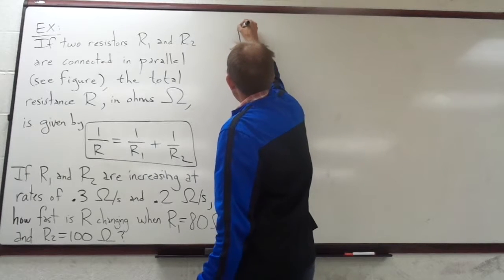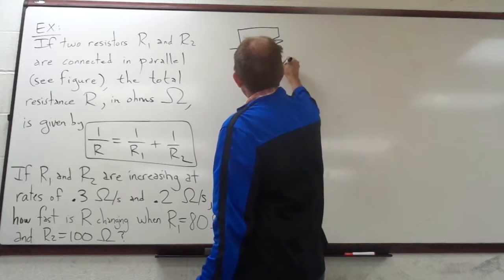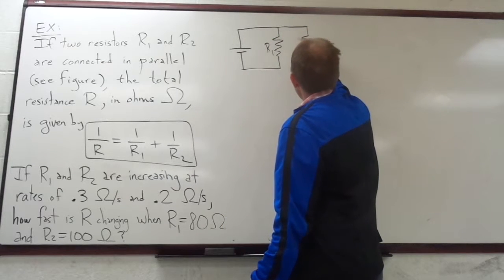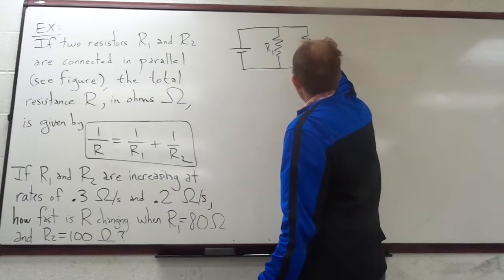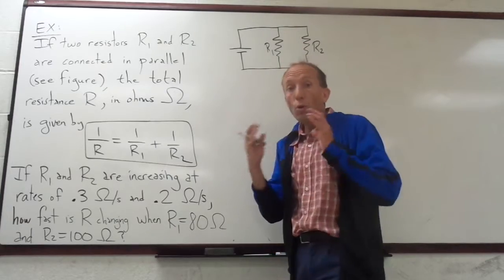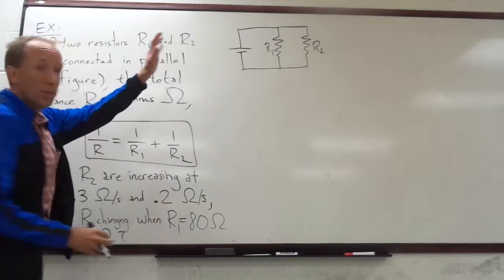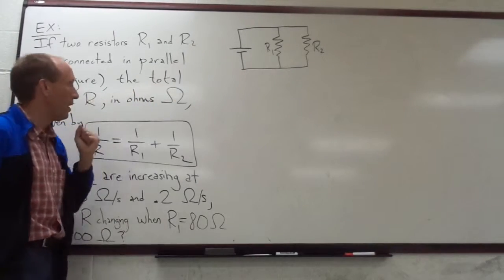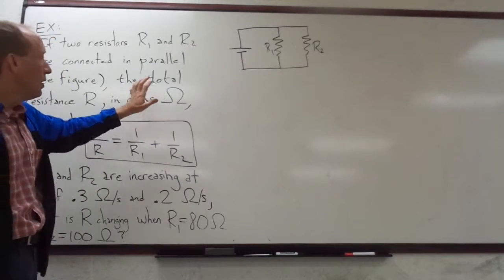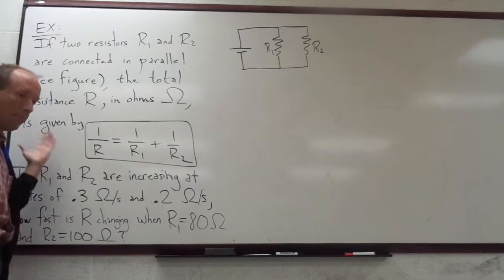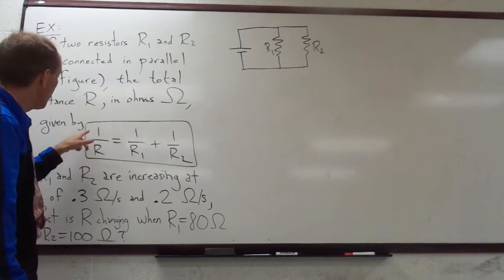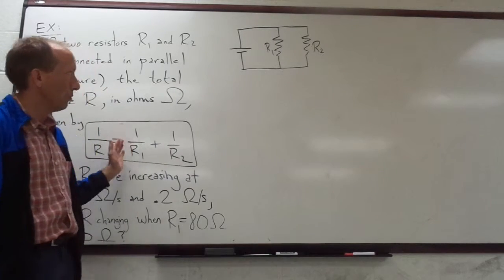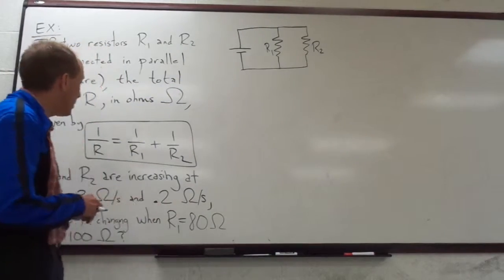Let me just draw the picture here. So you have a couple of resistors. This is R1 and this is R2 right here. Okay? And the total resistance of this circuit, by the way, resistance is measured in ohms. If you haven't taken a lot of physics, it's okay because they give you the formula in the problem of how the total resistance is a function of the individual resistors that are in that picture up there.